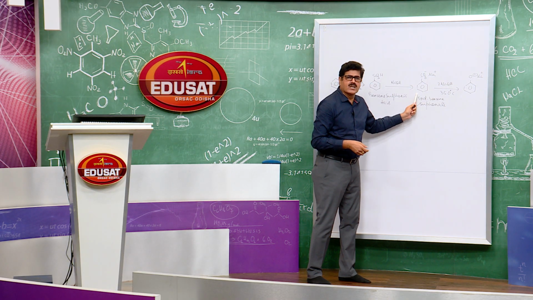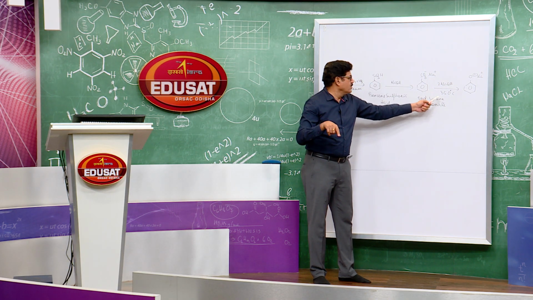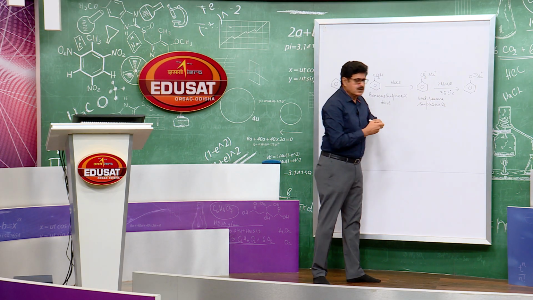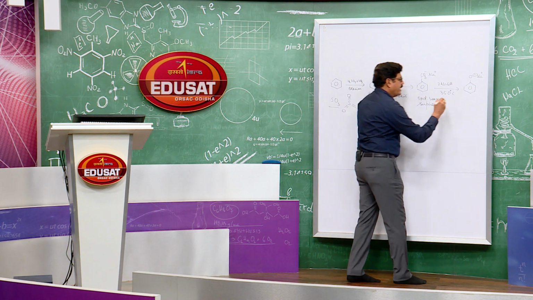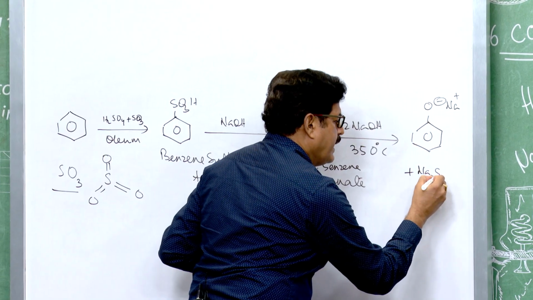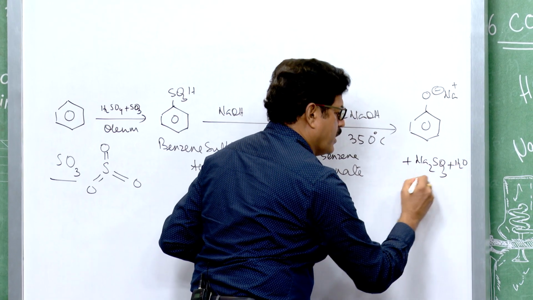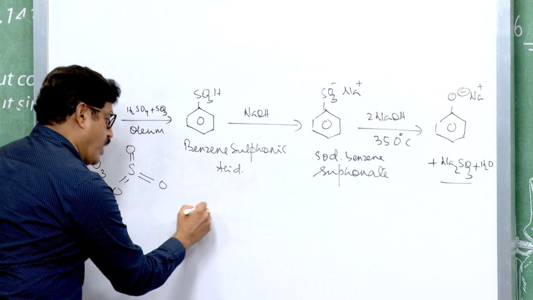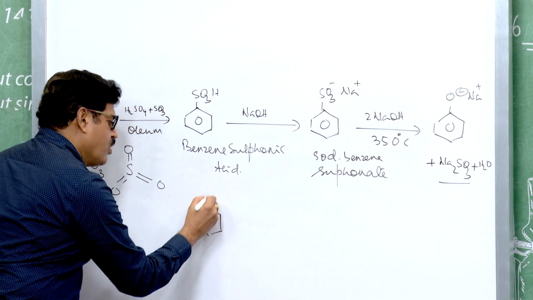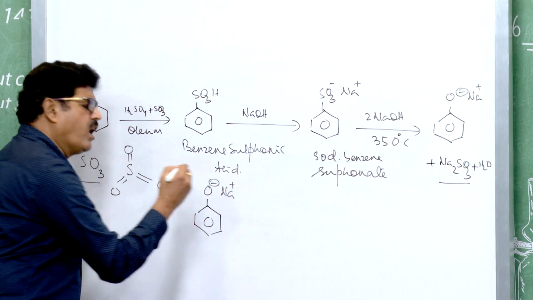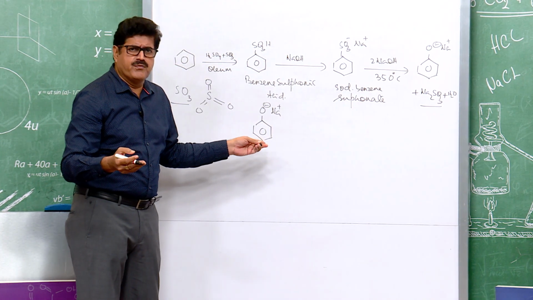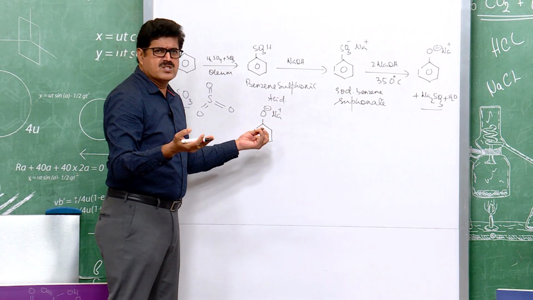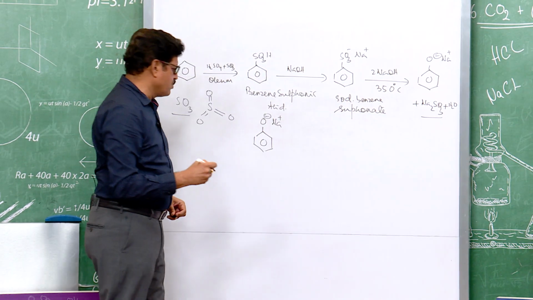This is sodium benzene sulfonate. Now it is fused with sodium hydroxide at 350 degrees centigrade. It gives sodium phenoxide and Na2SO3 plus water. So, from sodium phenoxide, you know how to prepare phenol. If sodium phenoxide is given to you, you can readily prepare phenol. You learned this method in the first reaction also.